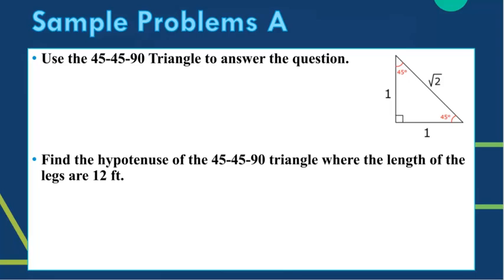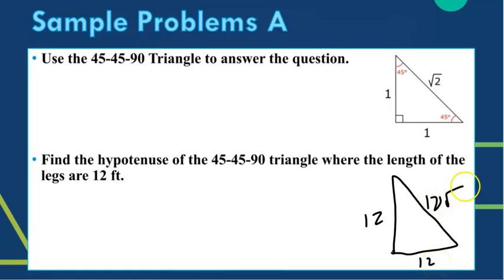Next, another 45, 45 triangle. Here it says find the hypotenuse of the 45, 45, 90 triangle where the length of the legs are 12. So if I draw it out here, this is 12, this is 12. This has to be 12 times the square root of 2, because remember, the hypotenuse is always the side length times the square root of 2. So we would have 12 square root of 2.